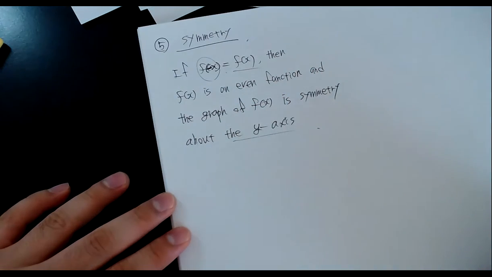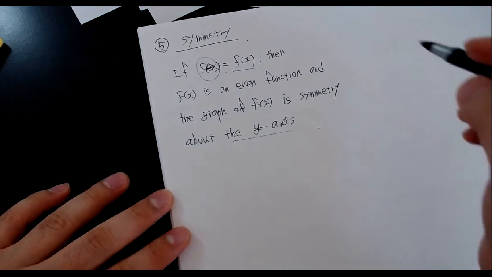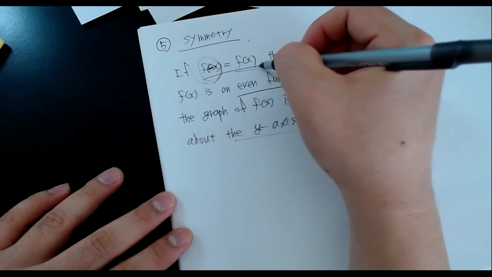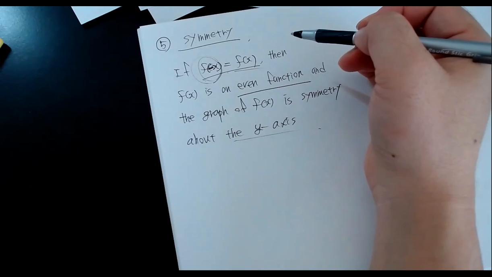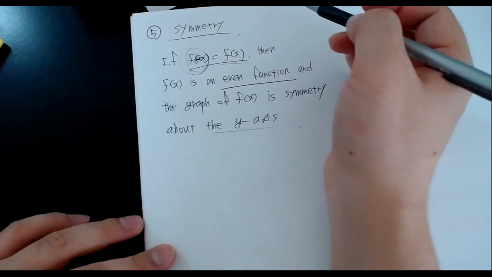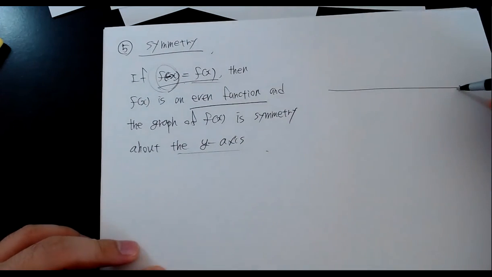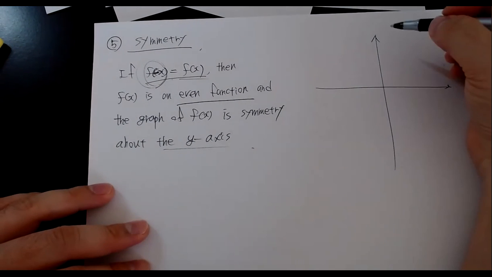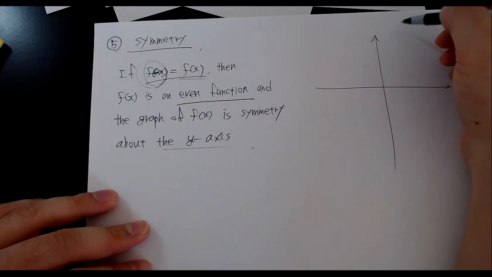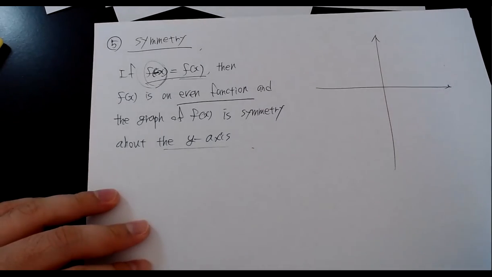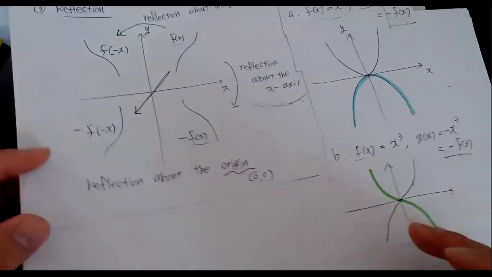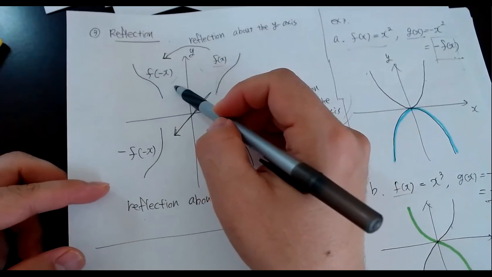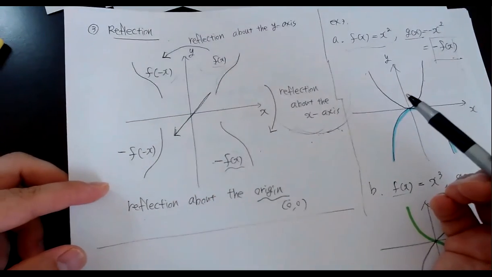I mean, it makes sense. What do you mean? So f of x is an even function. It means that f of negative x is equal to f of x. But what about the graph of f of x? That's symmetric about the y-axis. You see that f of negative x. So when I introduced the reflection about the y-axis right there, if f of x is equal to f of negative x, it means that their graphs are identical.